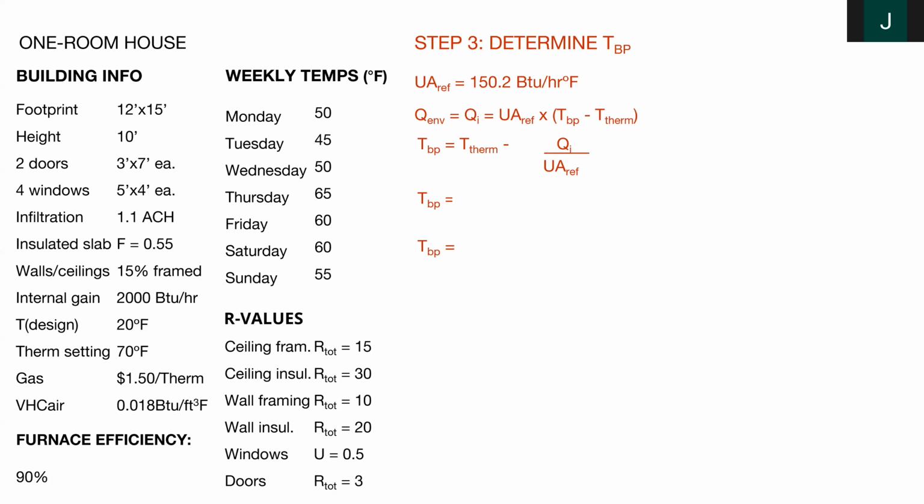So going back to our one-room house problem and taking what we now know about balance point temperatures, we want to calculate that. We're setting the internal heat gains equal to our losses, so setting that equal to UA ref multiplied by the difference between the balance point temperature and the thermostat temperature. Then solving for that, plugging in the values, we get our balance point temperature at 56.7 degrees Fahrenheit.